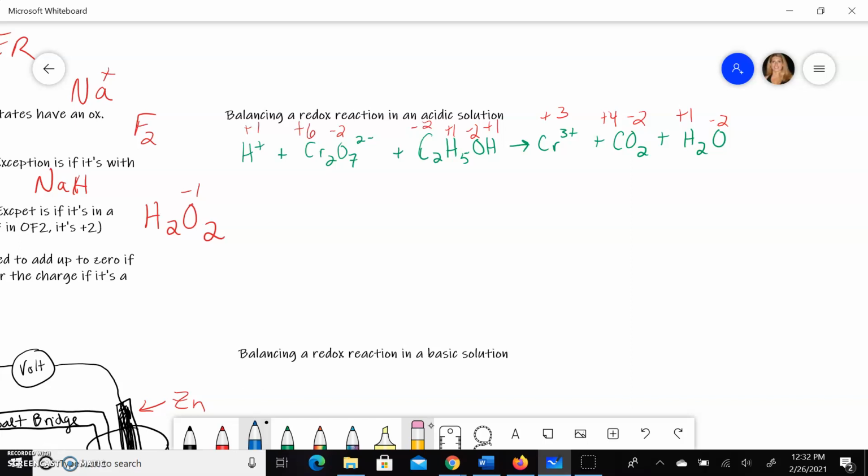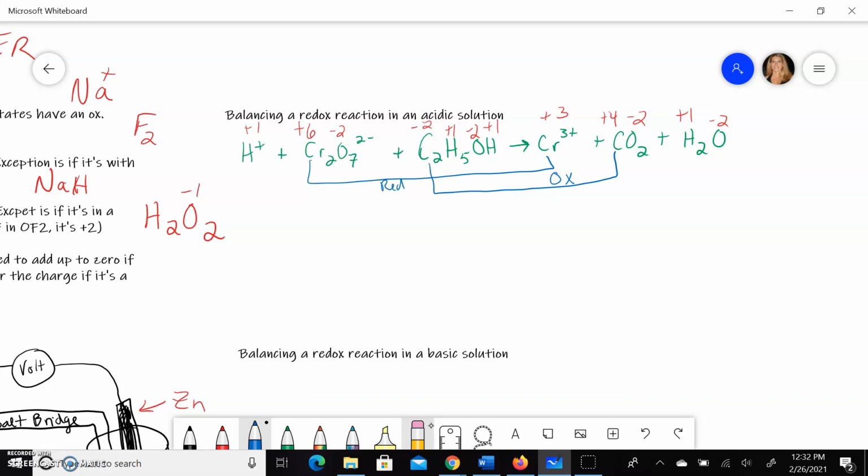Hydrogen looks like it stayed +1 all the way across. Chromium went from +6 down to +3, so that got reduced. And carbon went from -2 up to +4, so that got oxidized. And again, you cannot have one without the other. So you will always have something that got reduced and something that got oxidized.